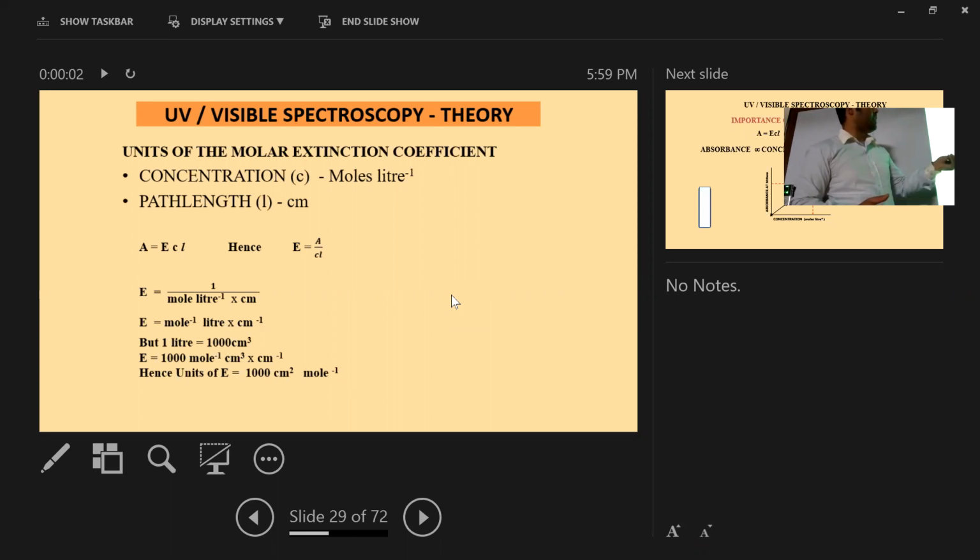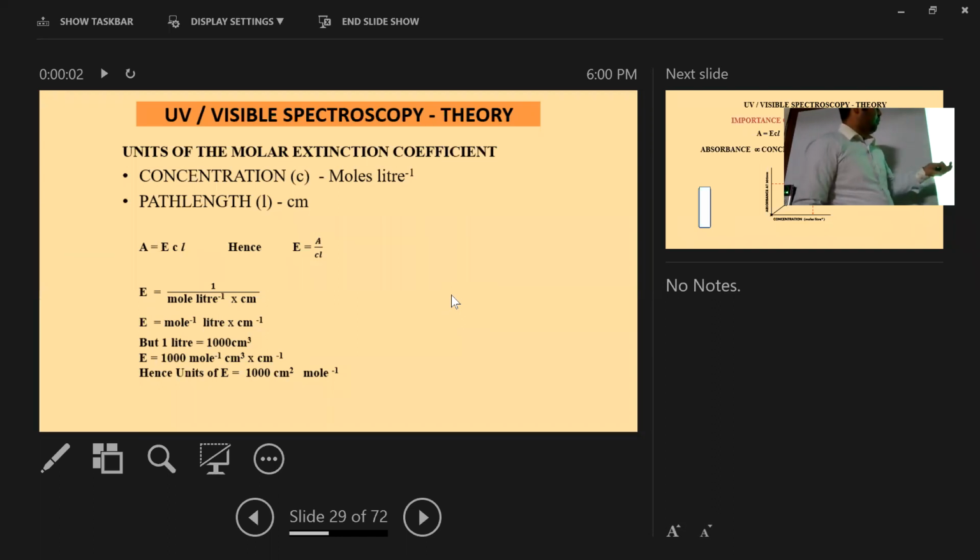So this is C, concentration. The unit of the concentration is mole per liter, and this is L, that means length. Length is just centimeter, or sometimes we can consider meter. But as this is a very small length, we never use a 1 meter cell. We always use 1 centimeter, sometimes 2 millimeter or 5 millimeter. Even 1 millimeter is available, but it is a very rare case.